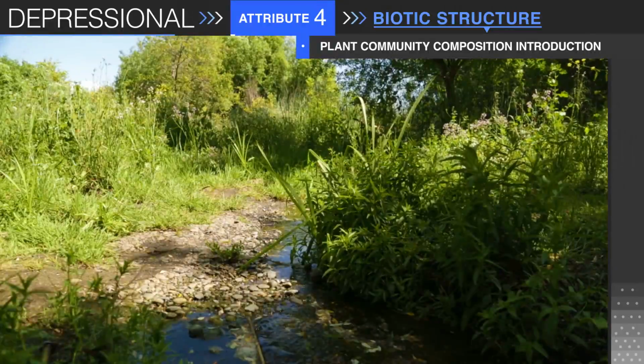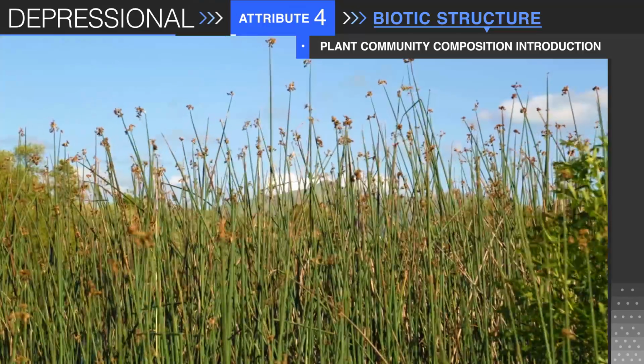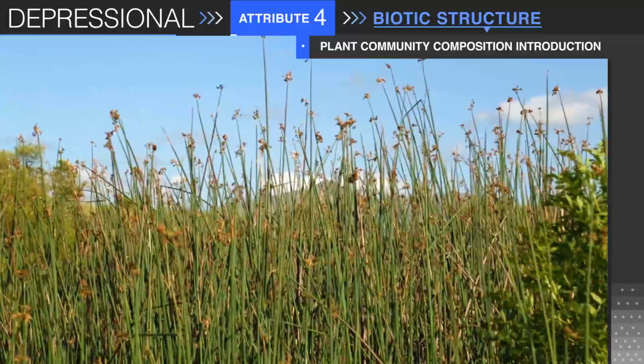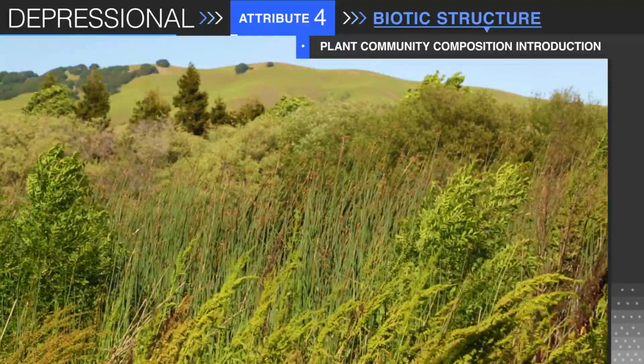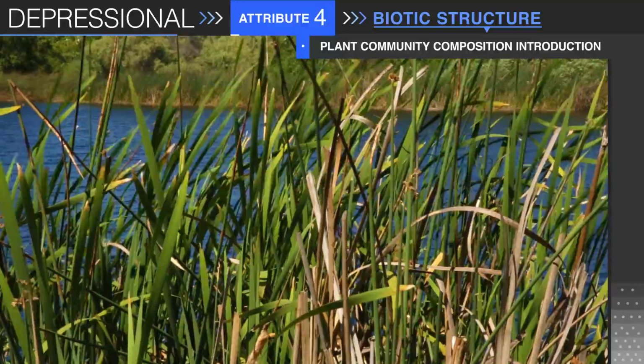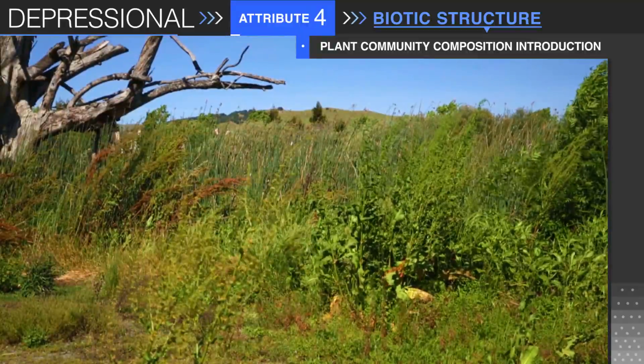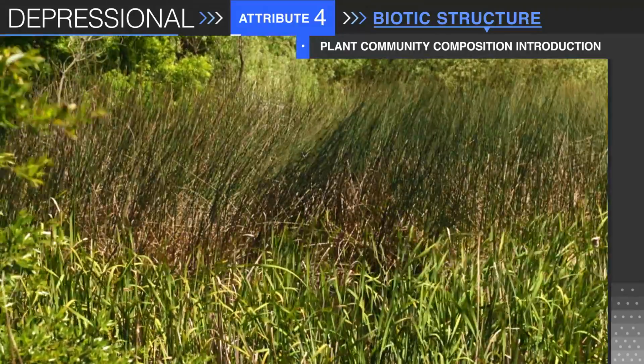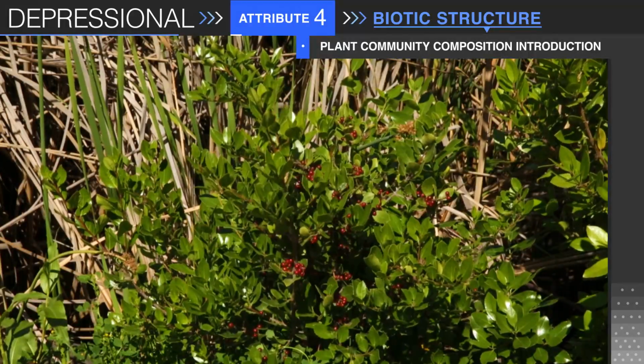The plant community metric is composed of 3 submetrics: the number of plant layers, the number of codominant species, and the percent invasion. For this metric, we look at vascular plants that are present in the assessment area. So we don't include mosses or lichens or that sort of thing.